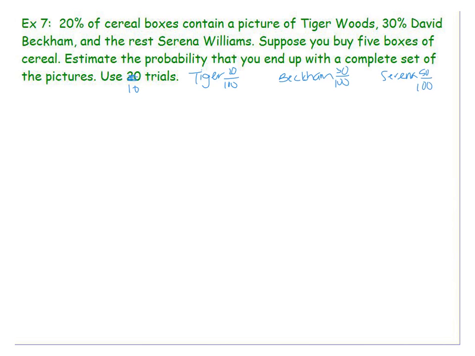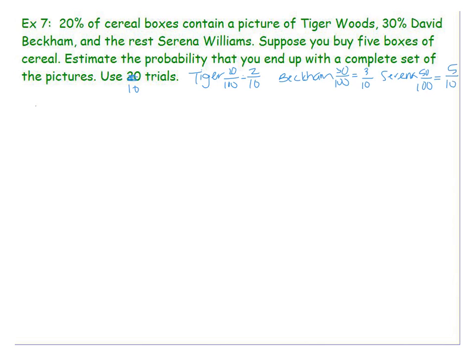So we want to reduce these. Remember we talked about if we can reduce them out of 10, we're happy. So we can. This one reduces to 2 out of 10. And this one reduces to 3 out of 10. And that one reduces to 5 out of 10. So we're going to leave those all as 10s.